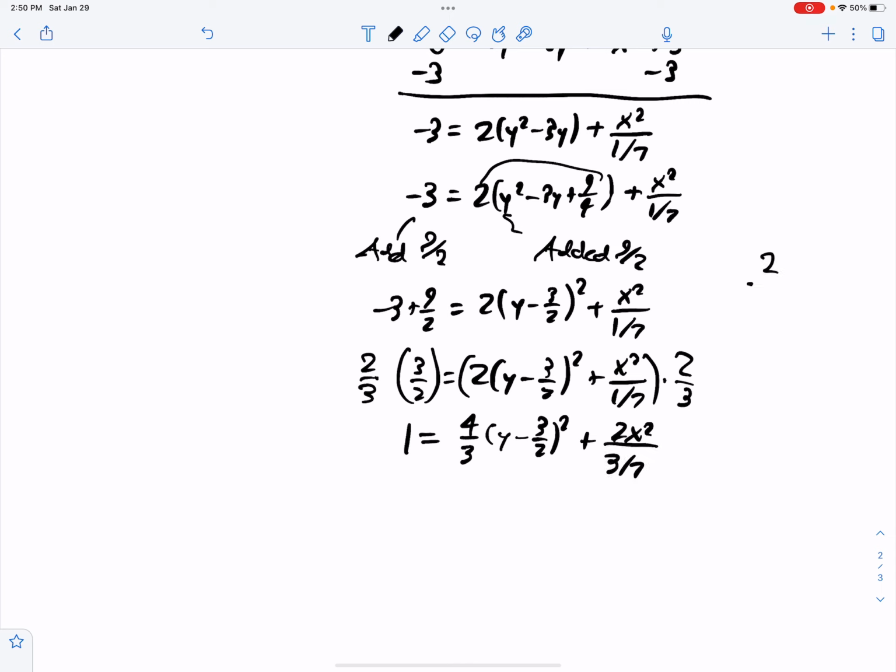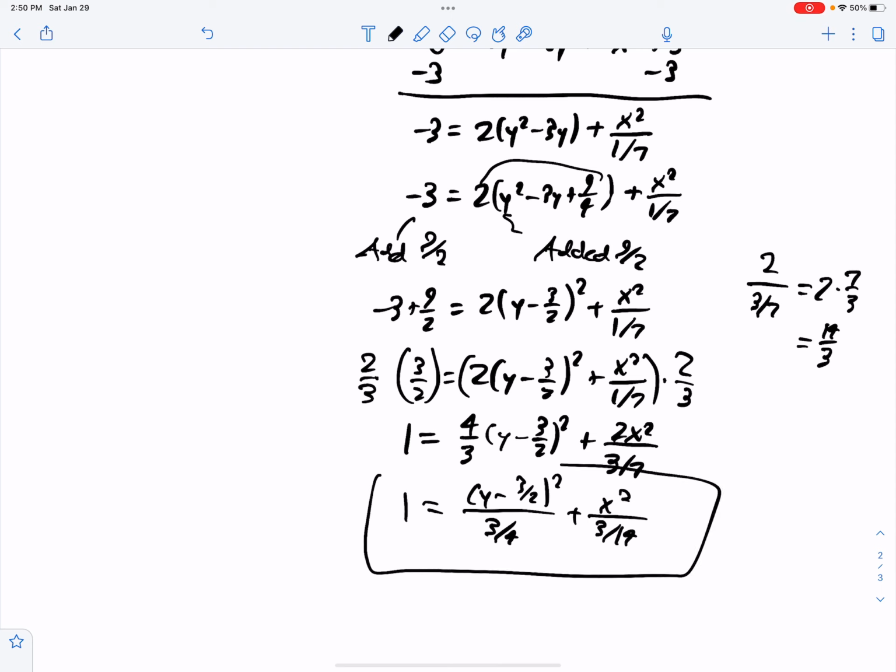And if we take 2 over 3/7, that's going to be 2 times 7/3, which is 14/3 if we put it on the top. But if we throw it into the denominator, we'll have a 3/14 on the bottom. So it's going to be 1 equals y minus 3/2 quantity squared over 3/4 plus x squared over 3/14. And this is indeed an ellipse.